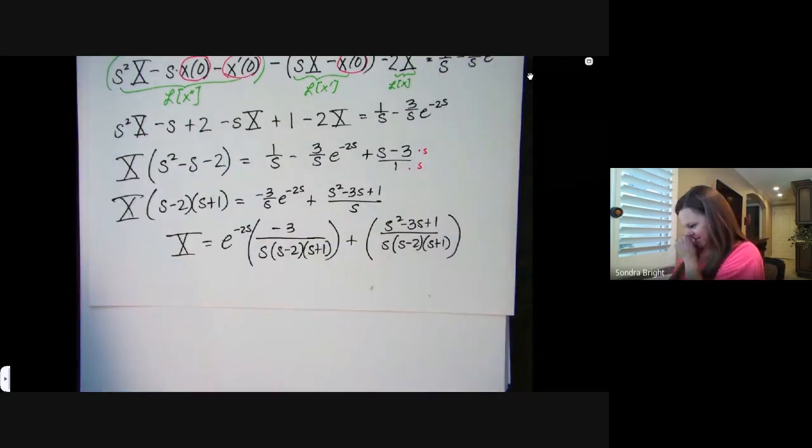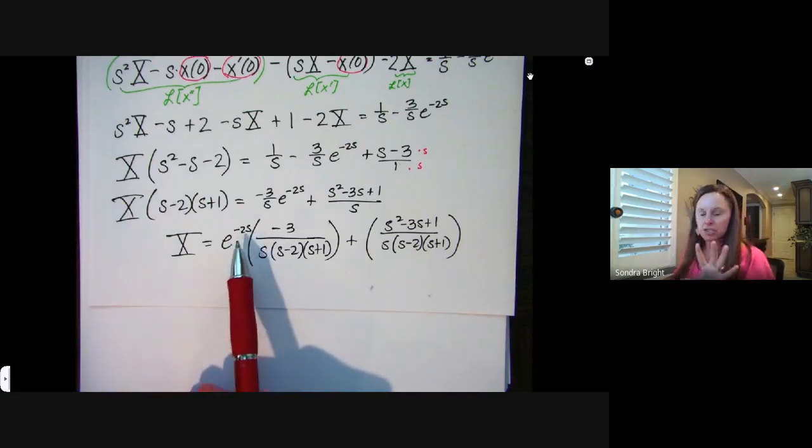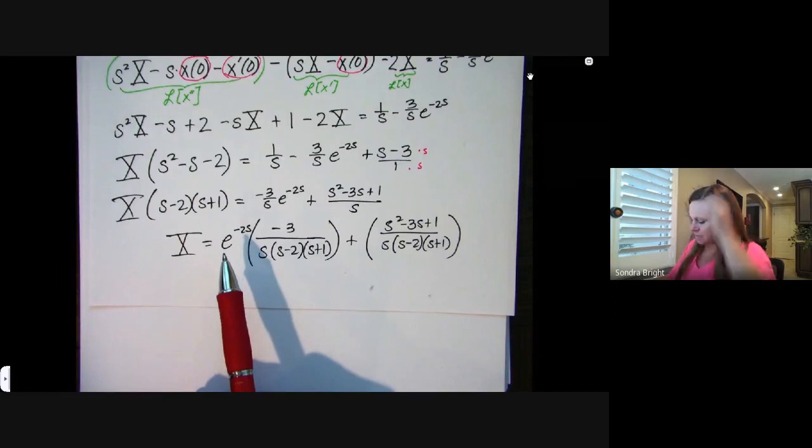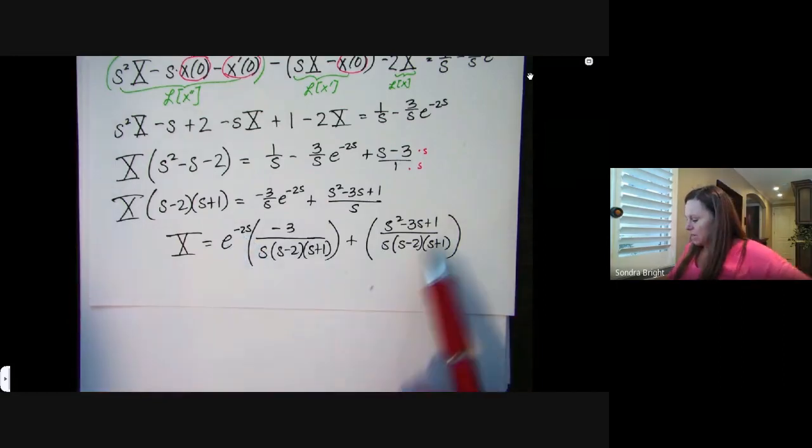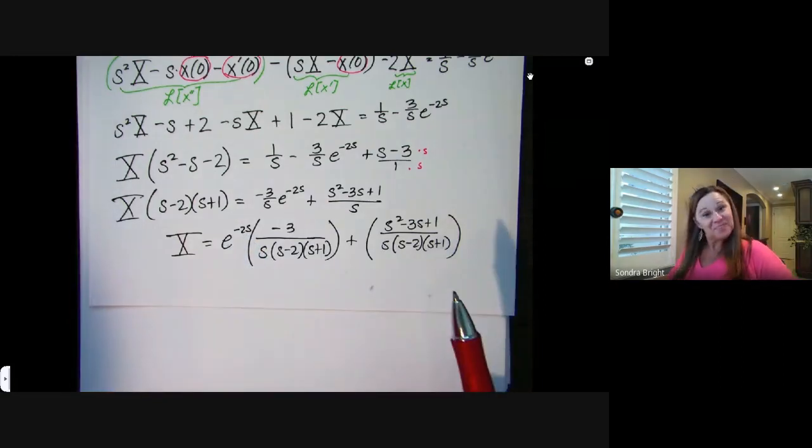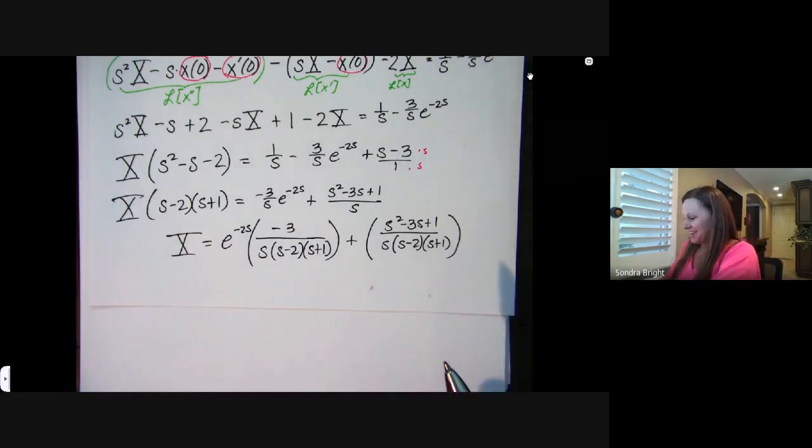Okay. So obviously, we're going to have to take the inverse Laplace transforms of these guys. But here you've got an e to the negative 2s, which means there was some kind of shift. And then this one is not. All right, so I found this on the web, e to the minus 2s as a second shift. Check it out.